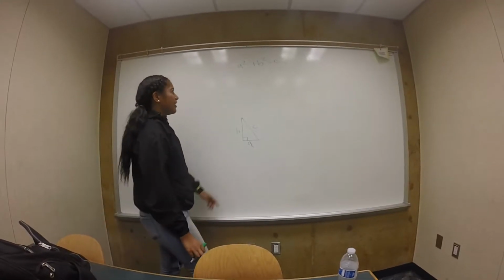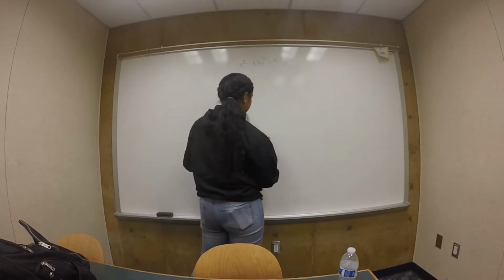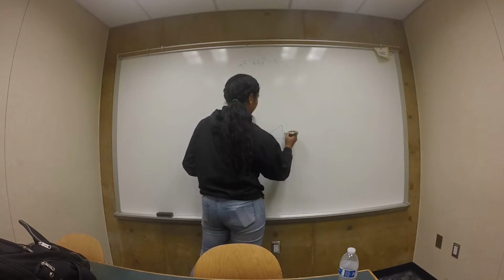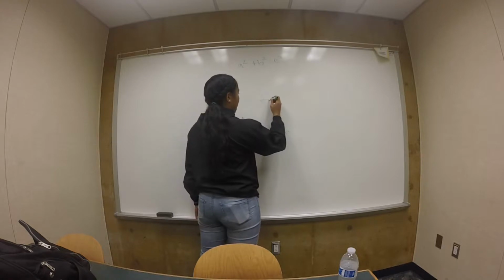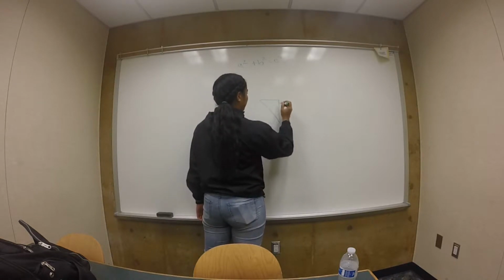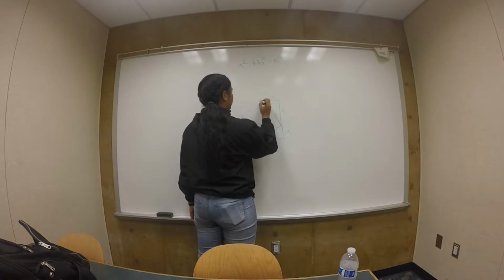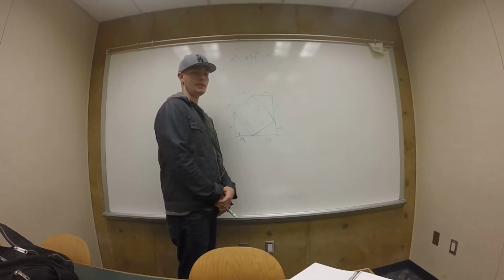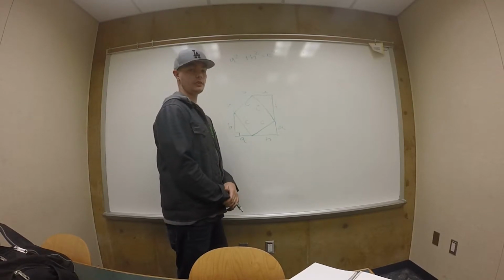So to further elaborate on why a squared plus b squared equals c squared works, we'll add another right triangle right here. This will be our b, a, c. Add another one right here. And then our last triangle will be here. So from here, we want to find the area of this outside square, of which there are two ways to do so.